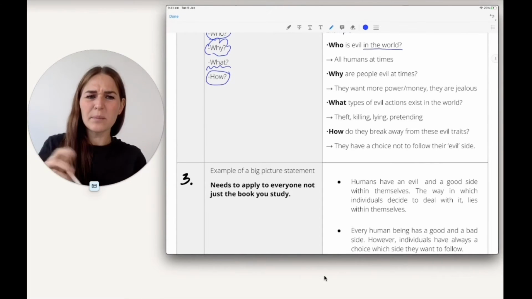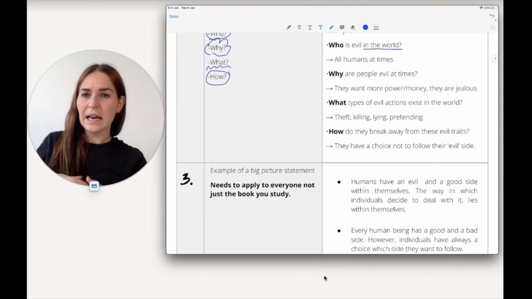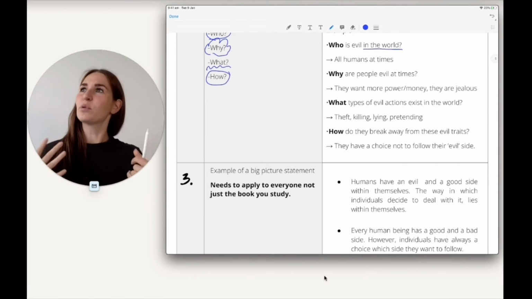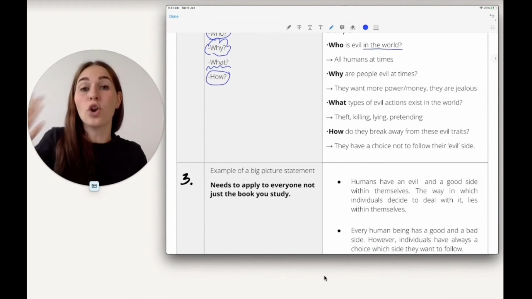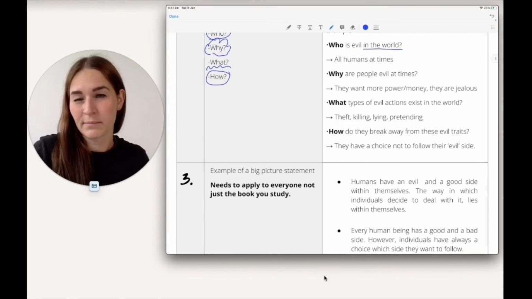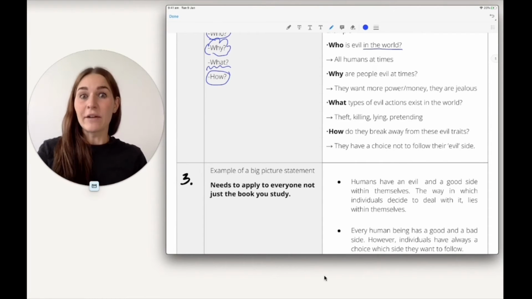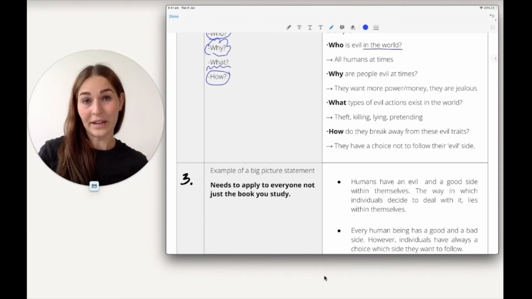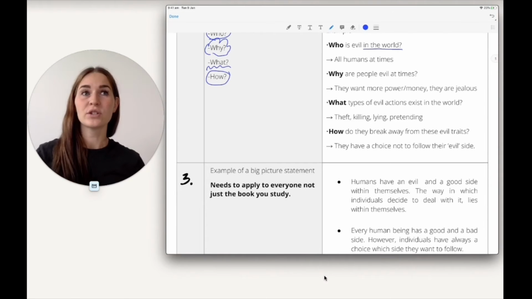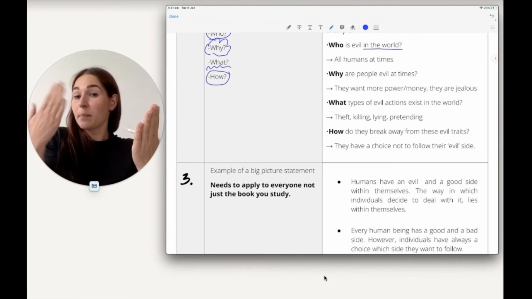Now, how do they break away from these evil traits? How can people change so that they are not evil? Okay, now that's very important. Everyone has a choice. Okay, you always have a choice to behave in a good way or in a bad way.